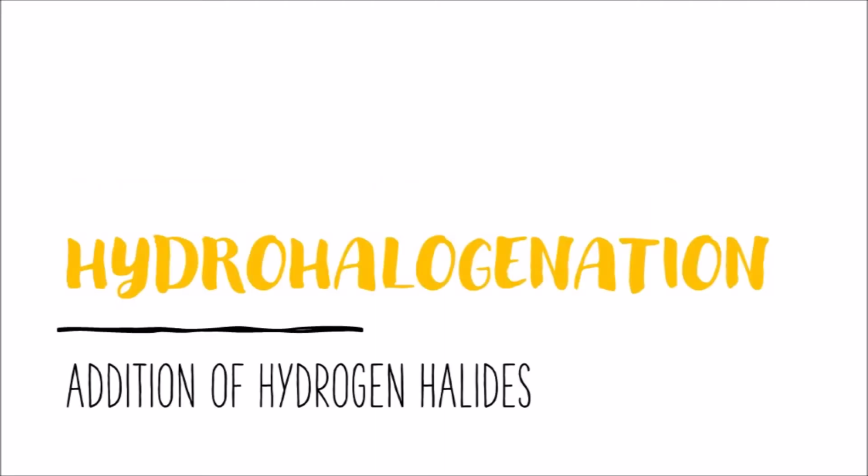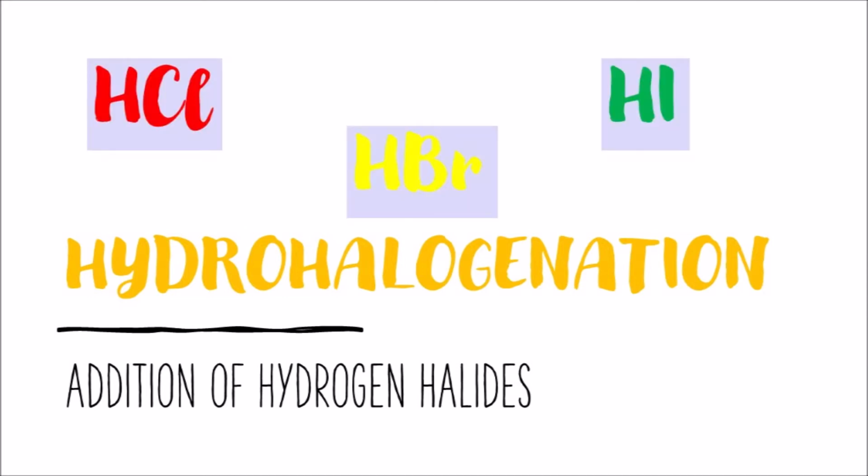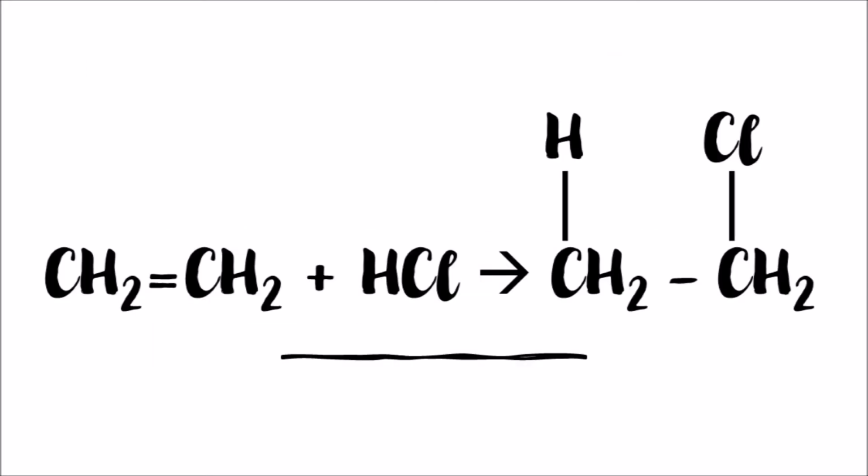First, we have hydrohalogenation, or the addition of hydrogen halides, such as hydrogen chloride, hydrogen bromide, and hydrogen iodide. Addition of hydrogen chloride to ethylene, for example, gives chloroethane. If you notice, the double bond of the ethylene turns into a single bond in the product side, due to the addition of chlorine atom from hydrogen chloride.